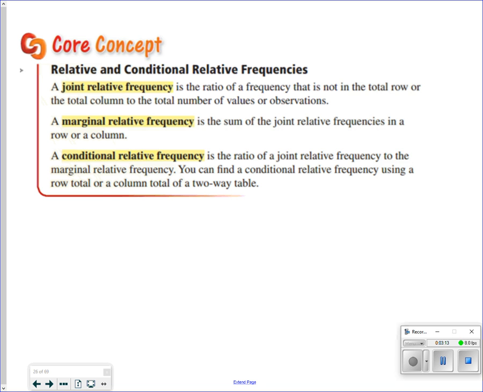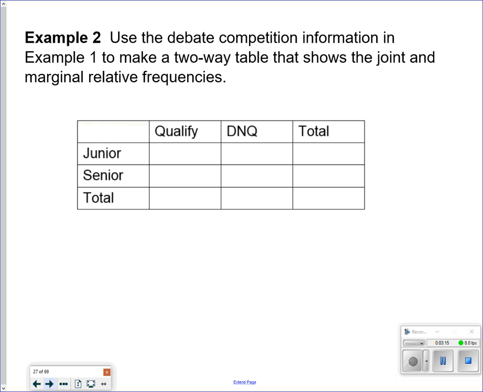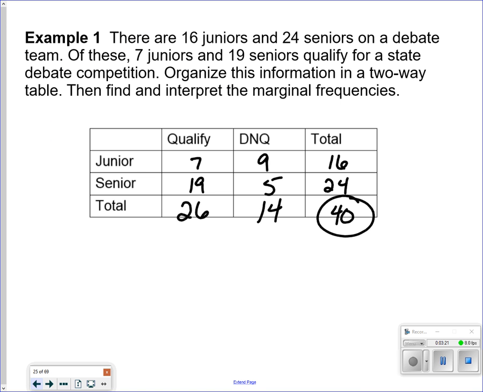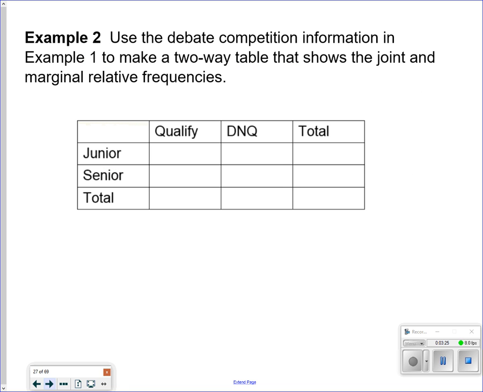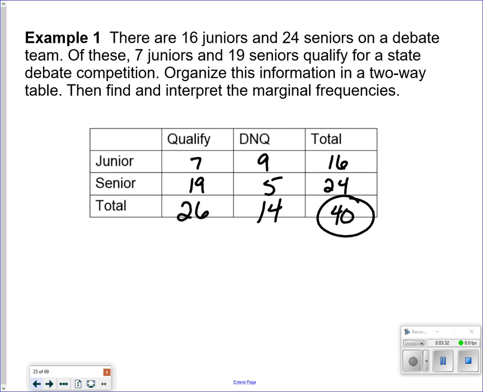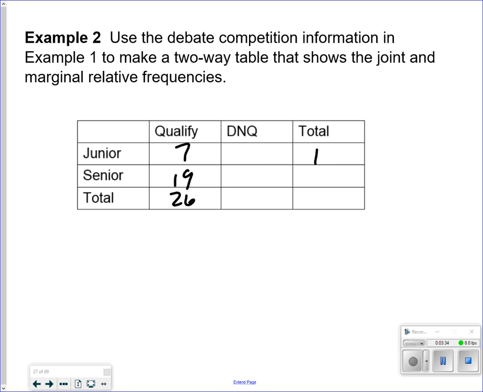So here we go. Use the debate competition information. Going back a couple of slides here, I will go back here, 7, 19, 26. I wish they would have put that in. And then I believe, I don't want to make an assumption here, 16, 24, 40. And then I can fill in the rest here. We're talking about 9, 5, and 14.